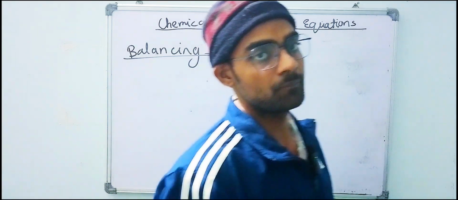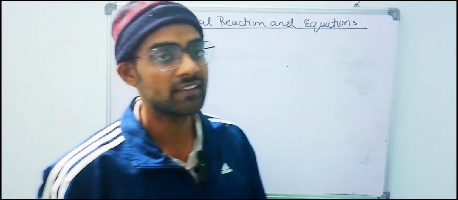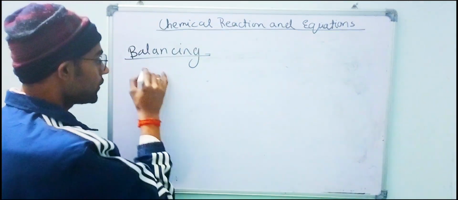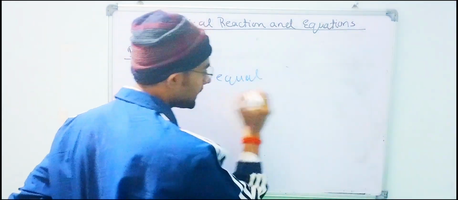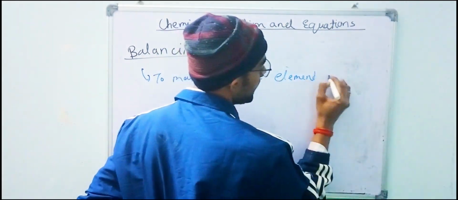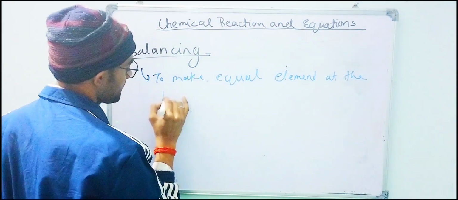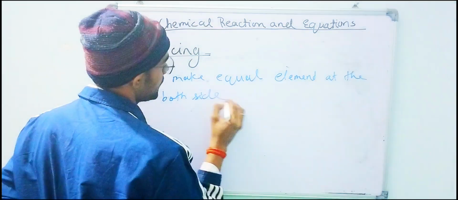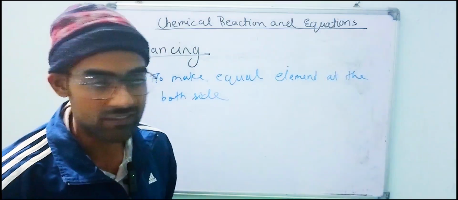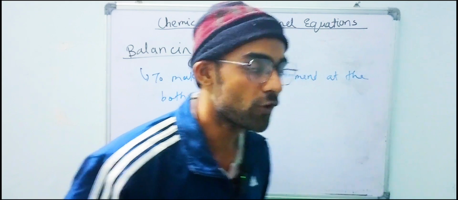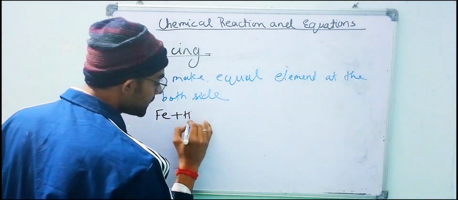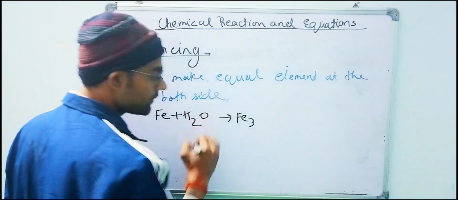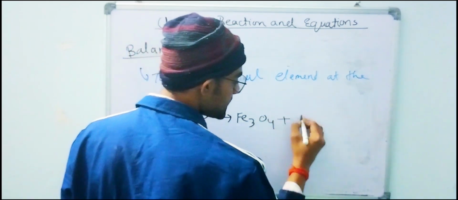To make equal elements on both sides, this process is known as balancing. To make equal elements on both sides, this process is known as balancing. For example, suppose that iron reacts with water, then it will produce Fe3O4, iron oxide, plus hydrogen.